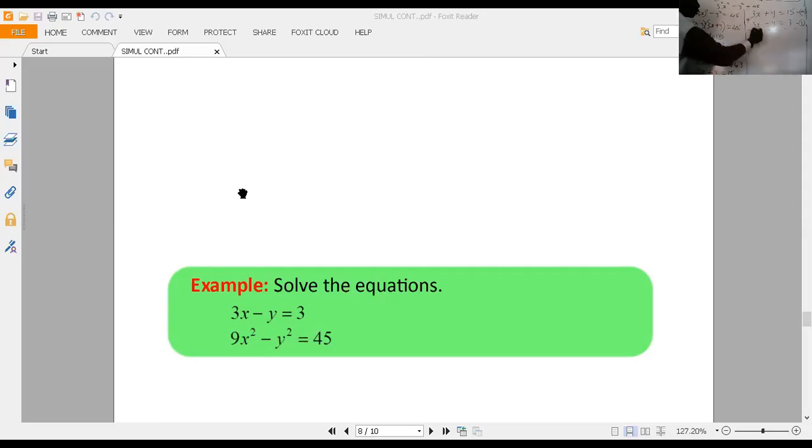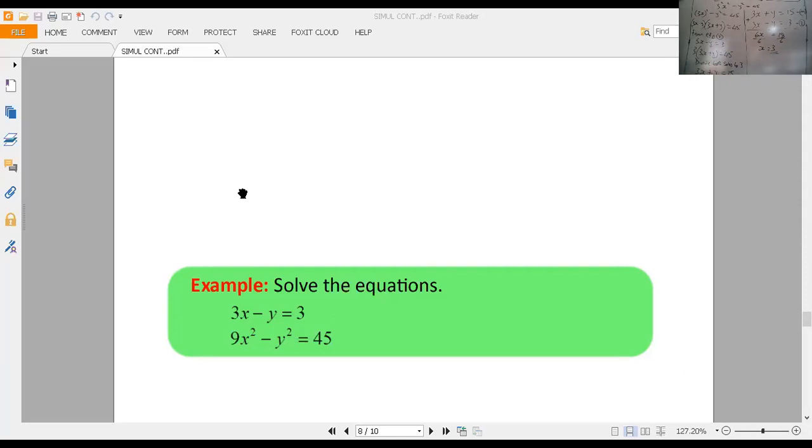So summing the equations, this will give us 6x, and the y will cancel out. 15 plus 3 will give us 18. We therefore divide both sides by 6. We have our x to be what? To be 3. We have our x to be 3.